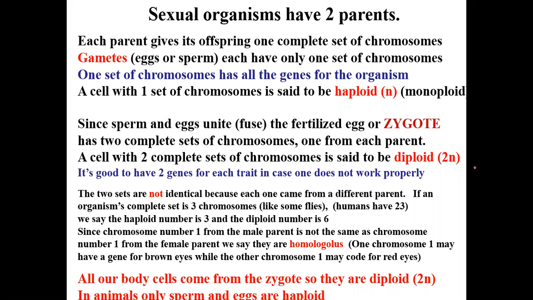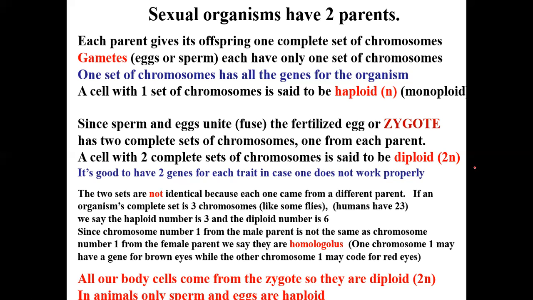Each gamete, each egg, and each sperm have only one complete set of chromosomes. All the genes for the organism are in the egg or in the sperm. It's one complete set of genes on one complete set of chromosomes. A cell with one complete set of chromosomes, like an egg or a sperm, is said to be haploid. Haploid is abbreviated by a small n, and in some books it's called monoploid. Same thing.